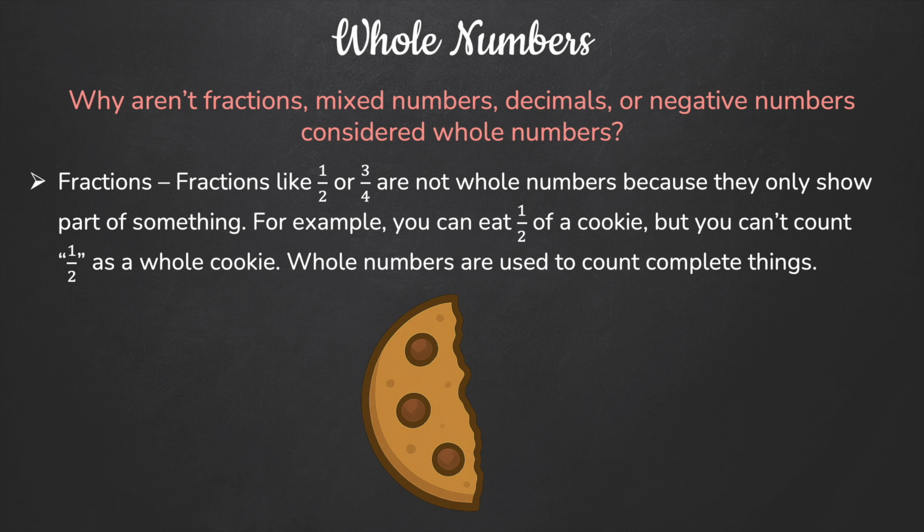Fractions like 1/2 or 3/4 are not whole numbers because they only show part of something. For example, you can eat half of a cookie, but you can't count half as a whole cookie. Whole numbers are used to count complete things.